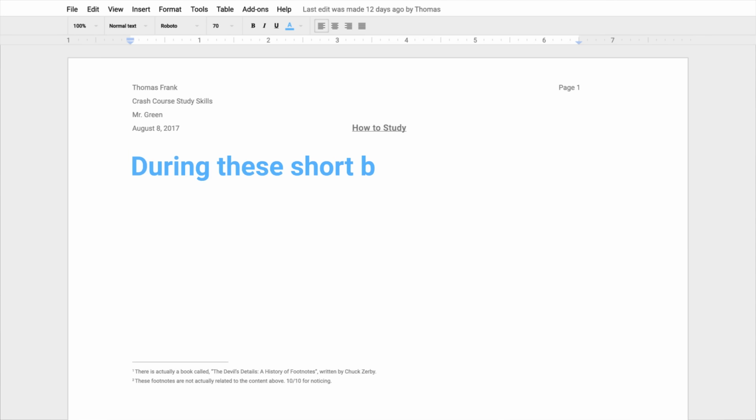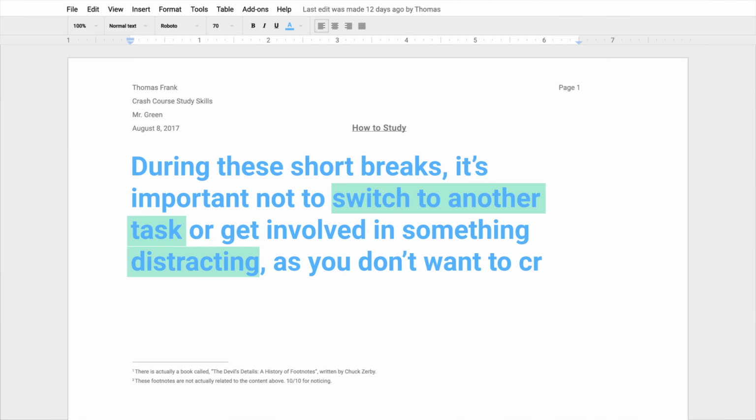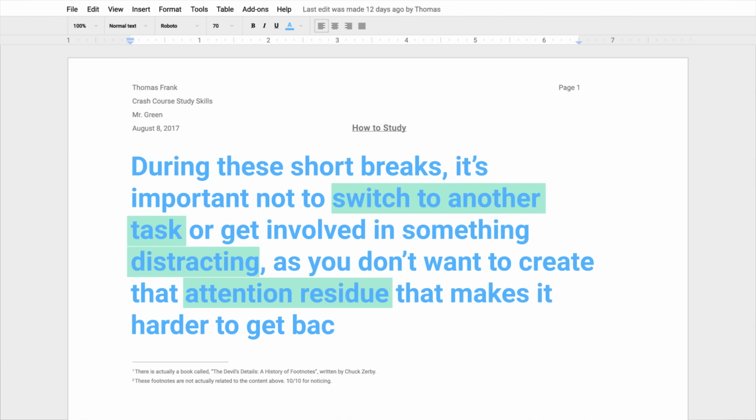Stand up, stretch, walk around a bit, maybe get some water. During these short breaks, it's important not to switch to another task or get involved in something distracting, as you don't want to create that attention residue that makes it harder to get back into your work.